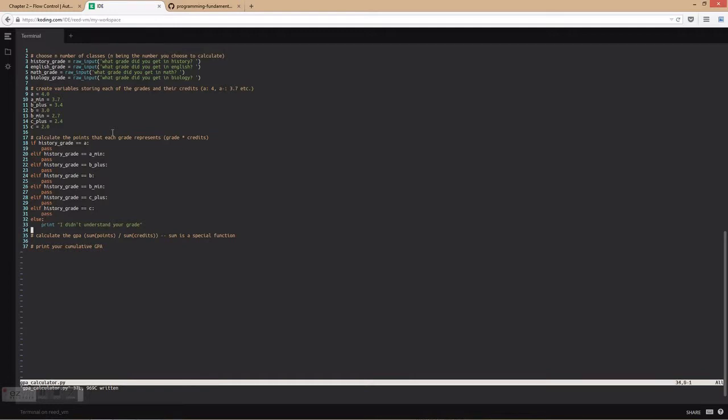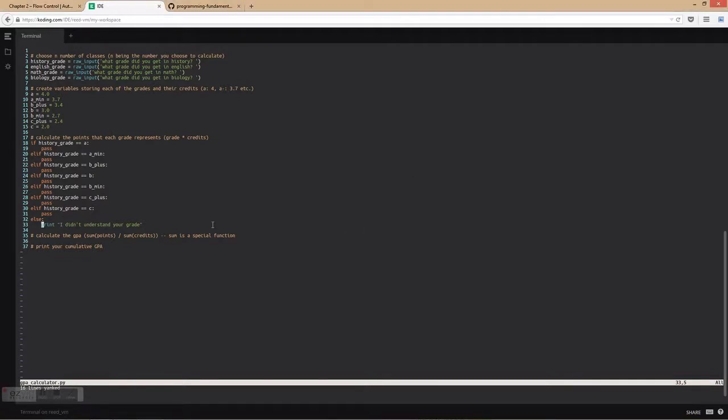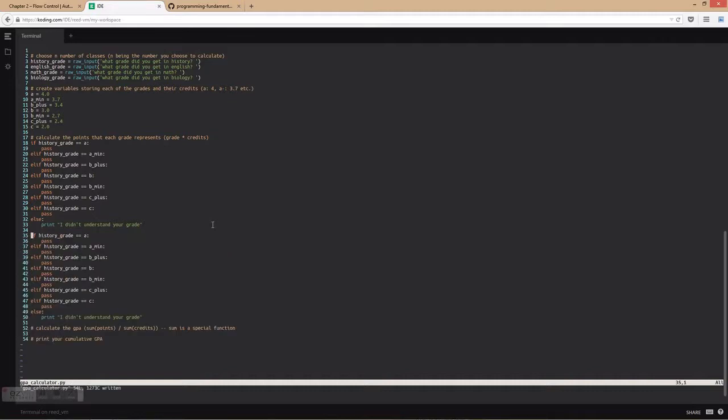We also would have to do the exact same thing for everything for history. Micro break. It's telling me I need to take a break. So we'd have to do it for history, we'd have to do it for English, math, and biology.